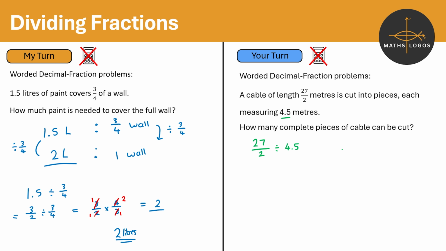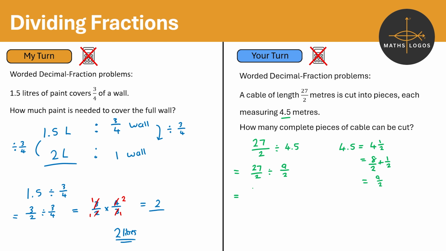To do this question, we want to have both of our numbers as fractions. So I'm going to turn 4.5 into a mixed number to start with. And then I can do 4 multiplied by 2 to give me 8. Write that over my denominator of 2. In other words, 4 is 8 over 2, and then add on my half. 8 halves add 1 half is 9 halves. So that's what 4 1/2 is. I'll rewrite my original calculation. I've got 27 over 2, and I'm dividing by 9 over 2.